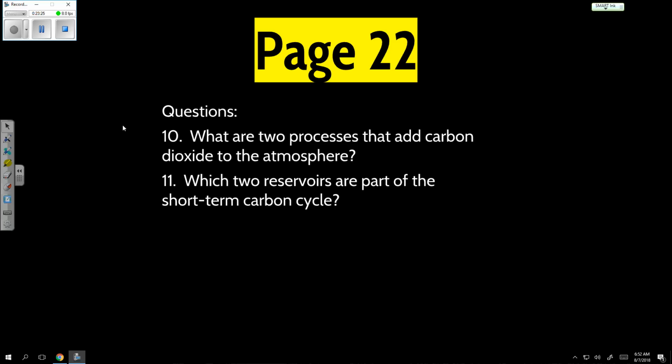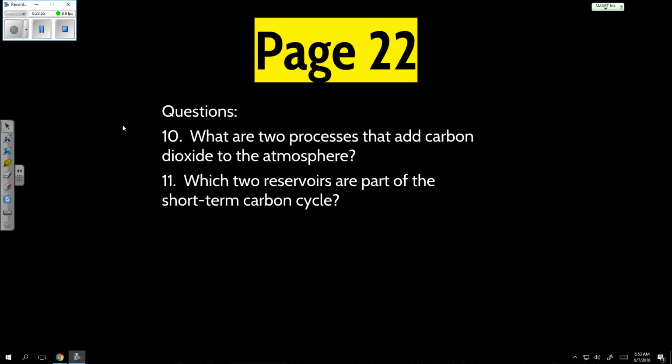When living things die, bacteria break down their bodies. This process is called decomposition. Highlight those two sentences. Most of the carbon in their bodies changes back into carbon dioxide gas.